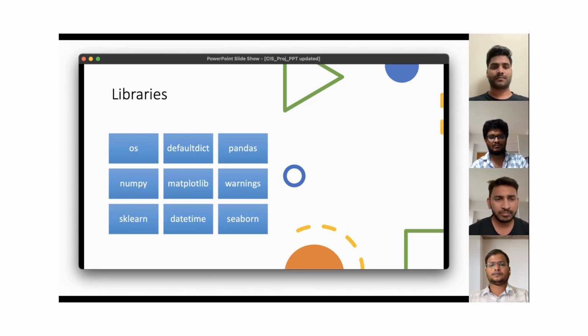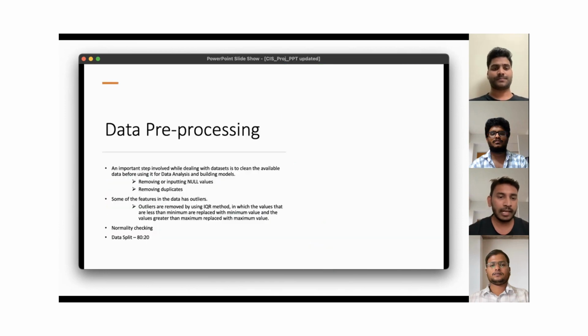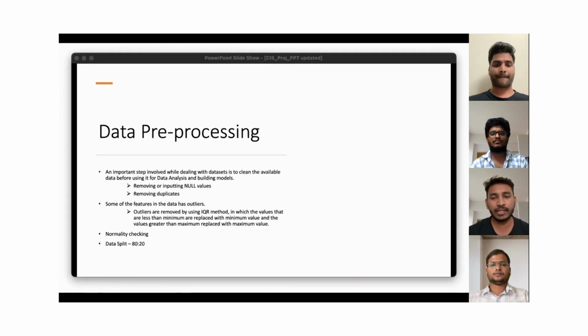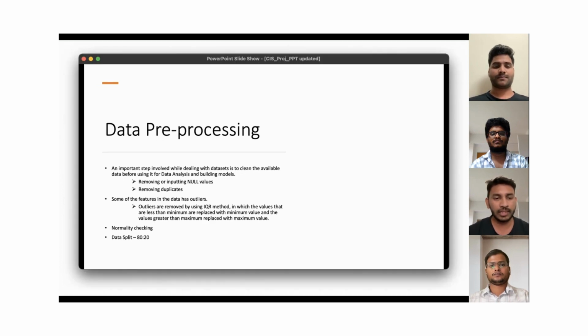And in the next slide, the libraries used in the project. The libraries are OS, defaultdict, pandas, NumPy, matplotlib, warnings, sklearn, datetime, and seaborn. And in the next slide, the data pre-processing, which is an important step involved while dealing with data sets, is to clean the available data before using it for data analysis and building models, which involves removing or imputing null values or removing duplicates.